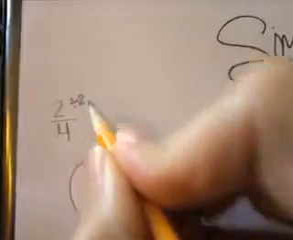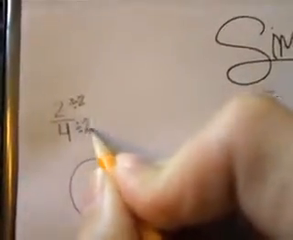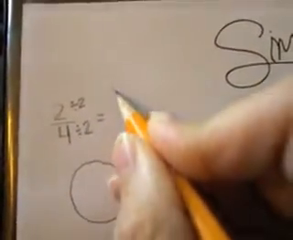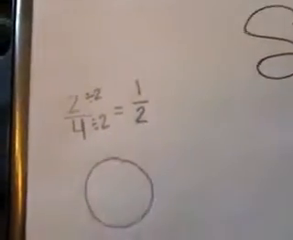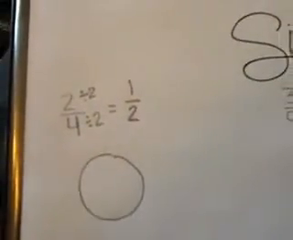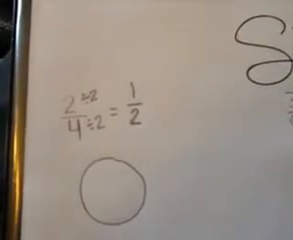The first step to simplifying fractions is always to ask yourself, what number can I divide both 2 and 4 by? In this case, I can divide both 2 and 4 by 2. 2 divided by 2 is 1. 4 divided by 2 is 2. Our simplified answer is 1/2.